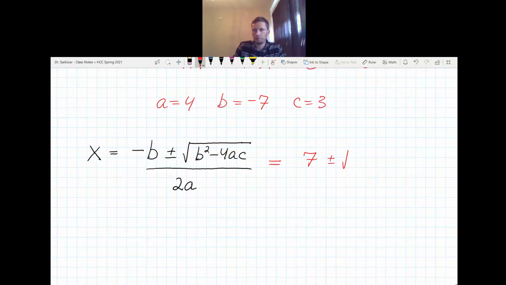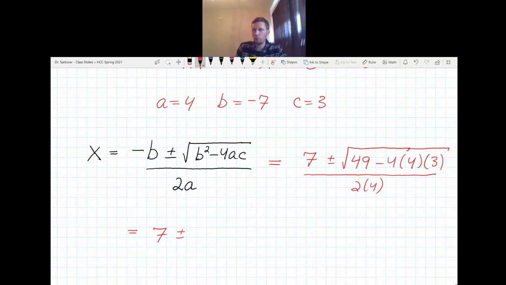The square root of 7 squared, or negative 7 squared, same thing, is 49 positive, minus 4 times a times c, which is 3. We divide it all by 2a, which is 2 times 4. That's going to be 8. Equals 7 plus or minus the square root of what's that? 49 minus 48. If you check it, 4 times 4 is 16, times 3 is 48.